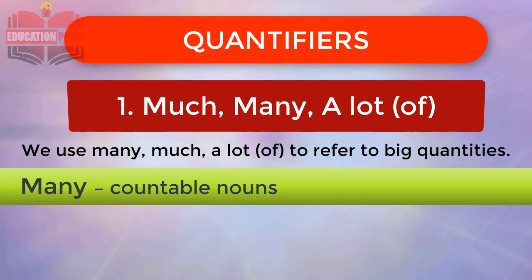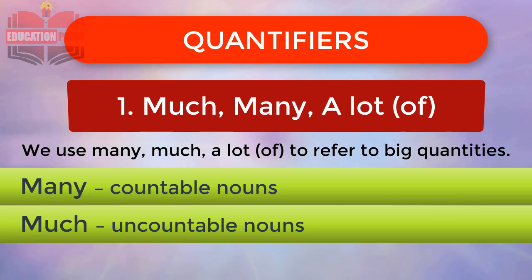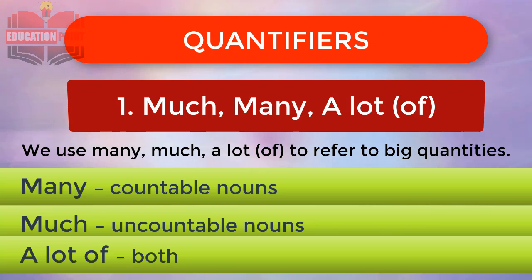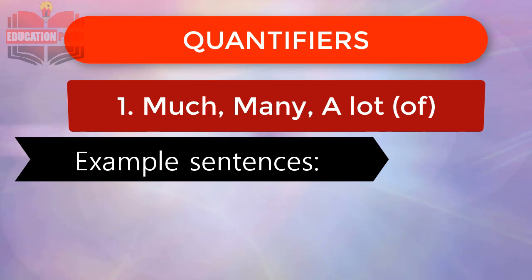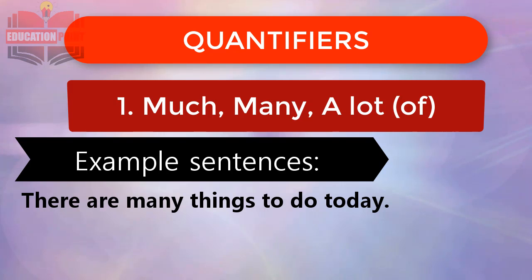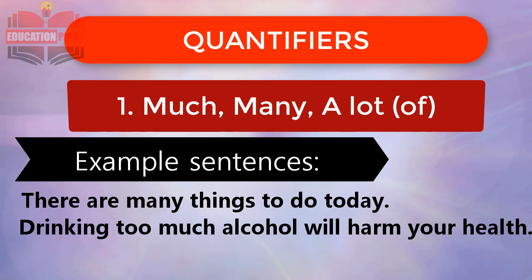Specifically talking about many, this is used for countable nouns. Much is used for uncountable nouns and a lot is used for both of them, be it countable or uncountable nouns, right? So let's see a few examples. There are many things to do today, okay? So here we can have a count, like how many things we need to do. We can actually count them. That is why we are using many as a quantifier here.